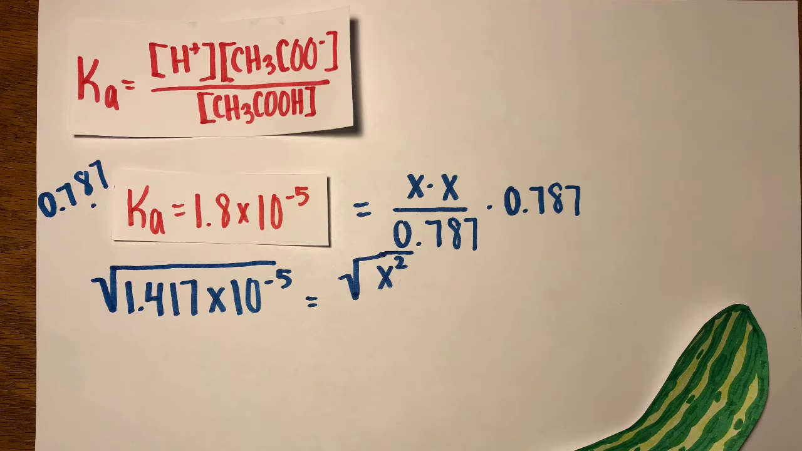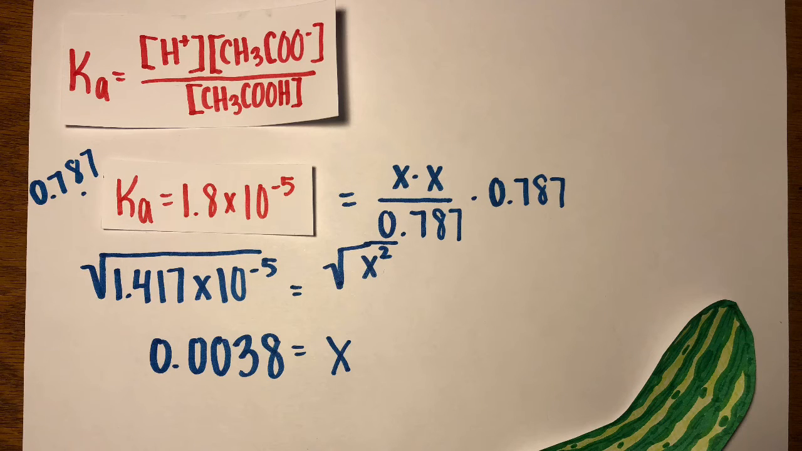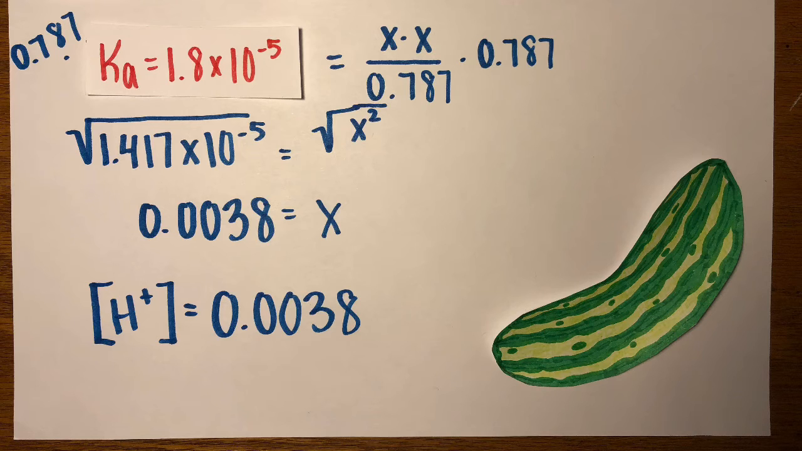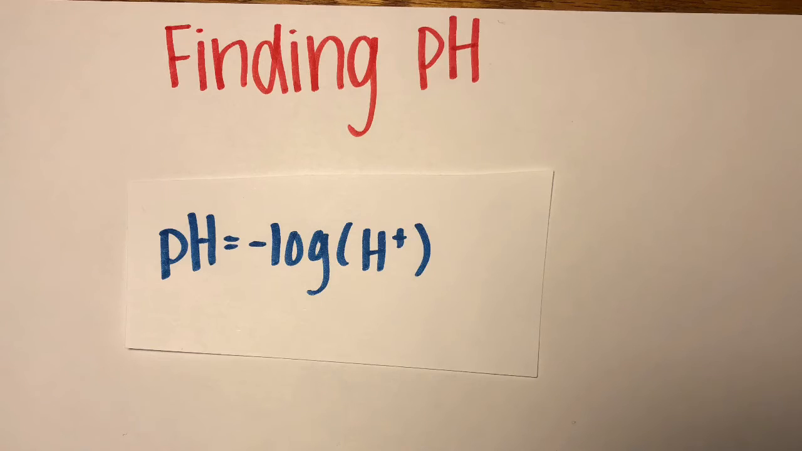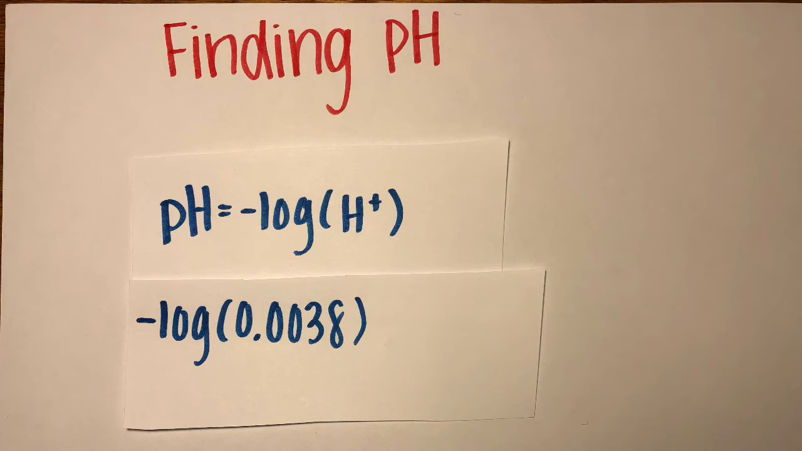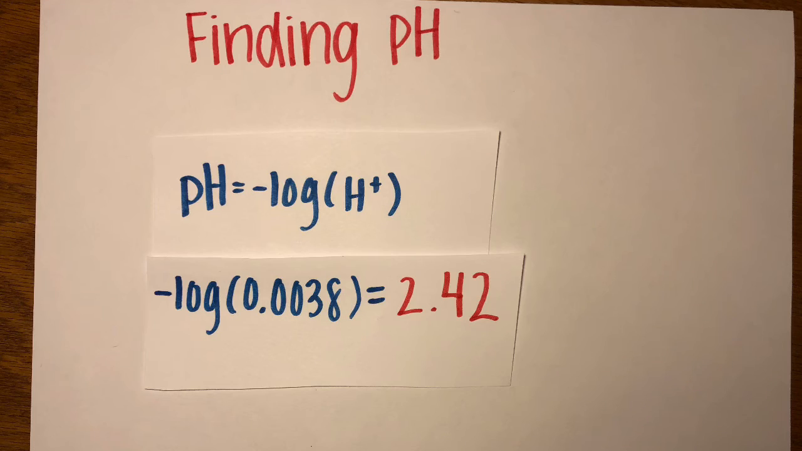Since the dissociation was so small, we could ignore the X that went with the reactants. We find that X equals 3.8 times 10 to the negative third moles. This equals the amount of H+ that dissociated. Now we can find our pH. pH equals the negative log of H+. Our pH is 2.42, which is rather acidic.